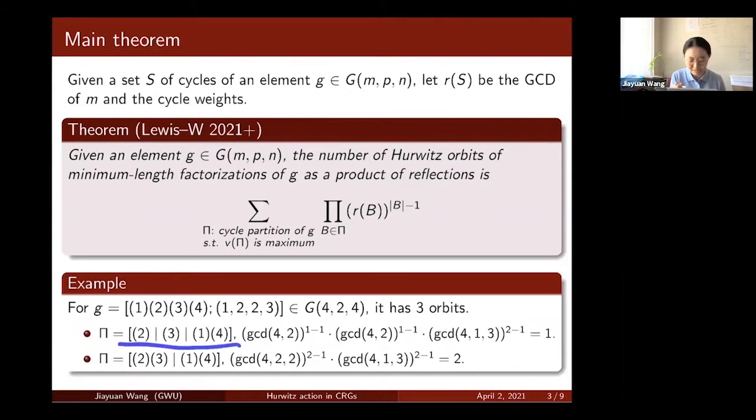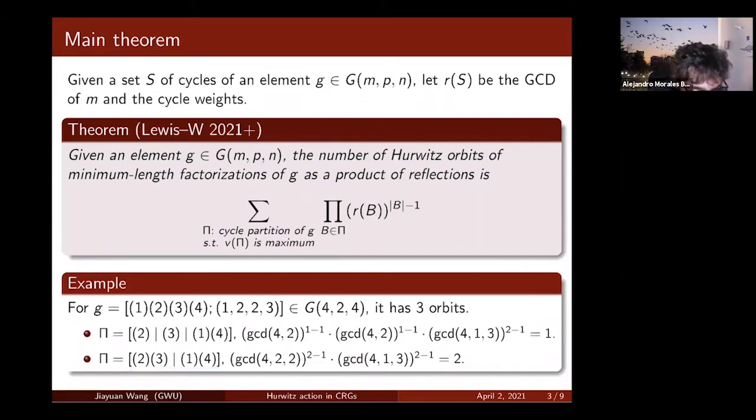In the first cycle partition, applying this counting formula, for the first part, this would be GCD of 4 and 2, raised to the power of 1 minus 1, and similarly for the second part. And in the third part, we compute GCD of 4, the weight of this cycle, which is 1, and the weight of this cycle, which is 3, raised to the power of 2 minus 1, and that turns out to be 1. Similarly, we can apply the same thing for the second cycle partition, and that gives us 2. So this shows that there is one Hurwitz orbit corresponding to the first cycle partition, and there are two Hurwitz orbits corresponding to the second cycle partition.